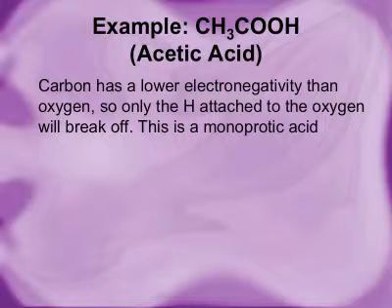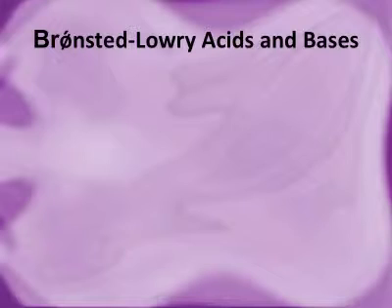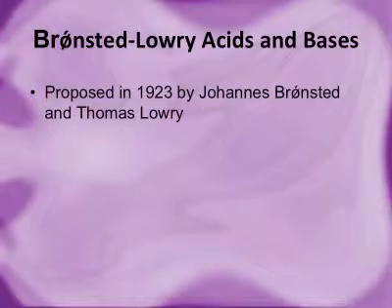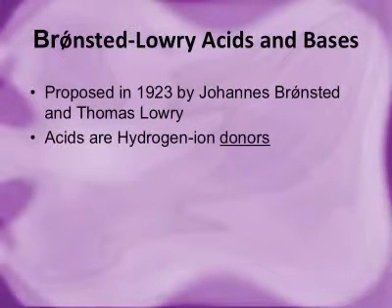Okay, so now the next theory deals with Bronsted-Lowry acids and bases. This was developed by Bronsted and Lowry in 1923. Two scientists worked together to do this. What they said is, okay, the Arrhenius theory works most of the time, but not always. So instead of just saying hydrogen, they're going to make it a little bit more broad. Instead of saying hydrogen, they're going to say acids donate hydrogen ions. Bases accept hydrogen ions. So basically this one threw out hydroxide, right?